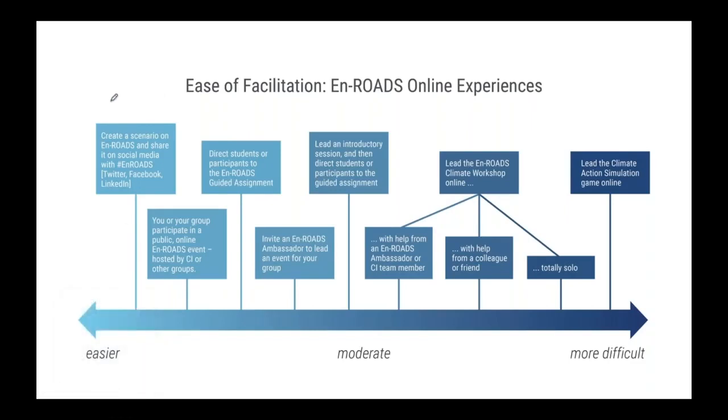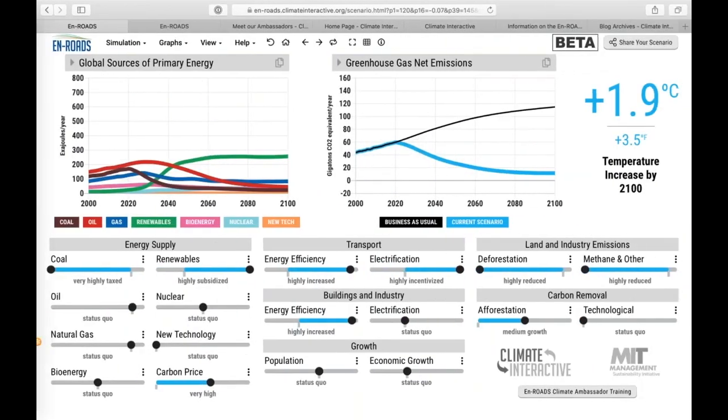So at the very easiest level, there's just create a scenario, share it on En-ROADS, and here I'll just show you all how this works. So I'll flip back over here. Here's a scenario that we made. If you go up here into the upper right-hand corner, you can click share on Twitter, share on LinkedIn, copy the scenario link. So here, I'll copy the scenario link, and I'm going to just paste it into the chat, and then you all can check it out on your own computer. Here, I'm just typing it in. Here's our scenario.